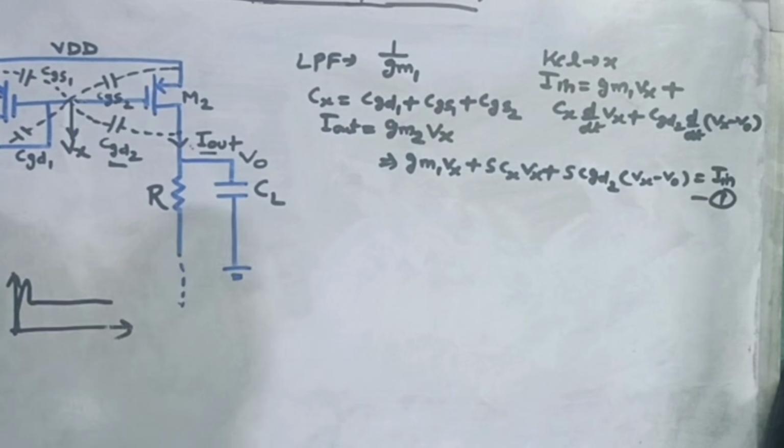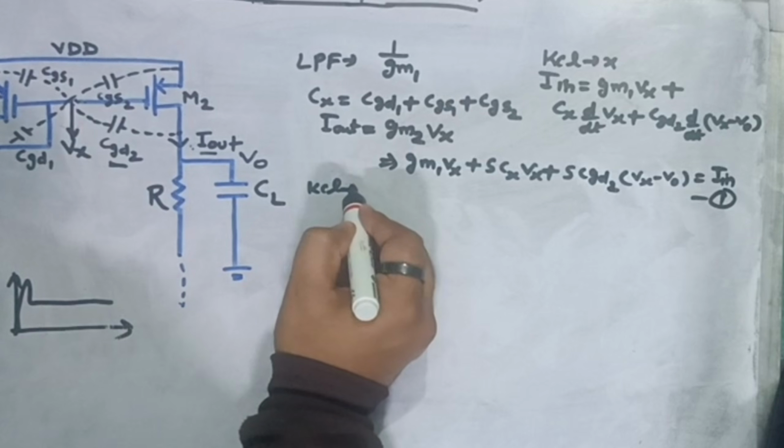Now let's write the same KCL equation at node Vout.